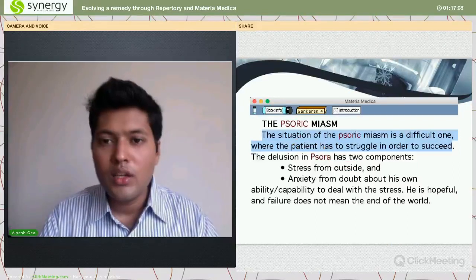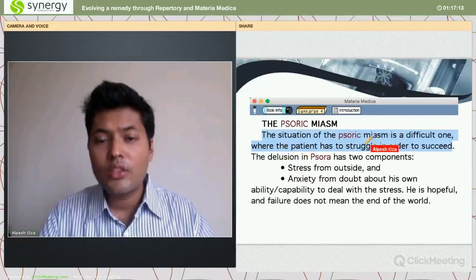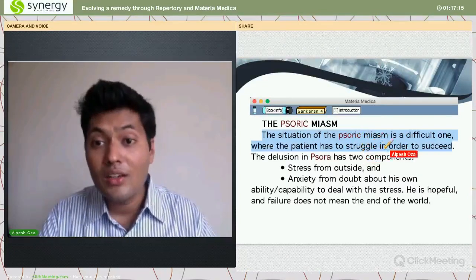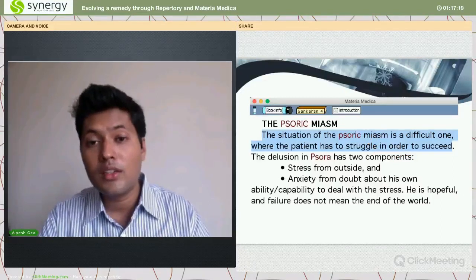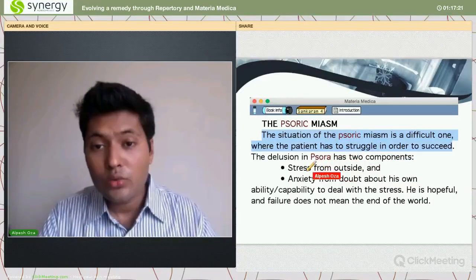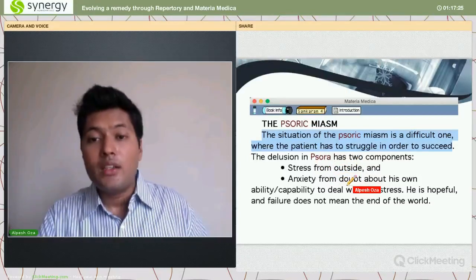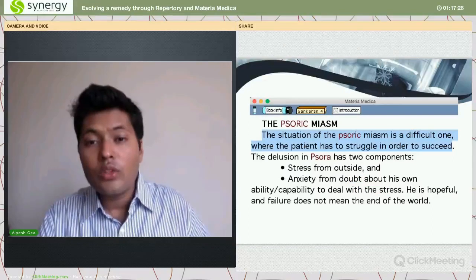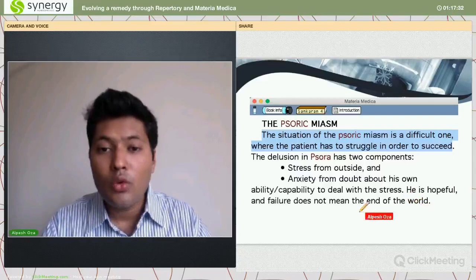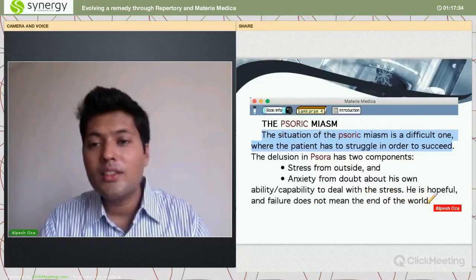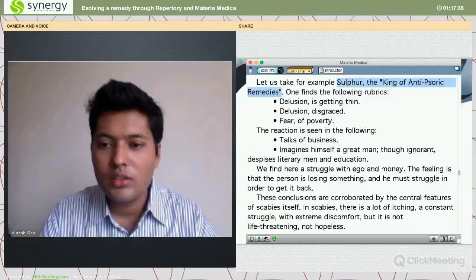So it says the situation of the psoric miasm is a difficult one where the patient has to struggle in order to succeed. So we see this important word struggle continuously, and it has two things: stress from outside and the anxiety or doubt about his own capacity to deal with that stress. And he has this feeling, he is hopeful, and failure does not mean the end of the world. So those are the two components of this psoric miasm.